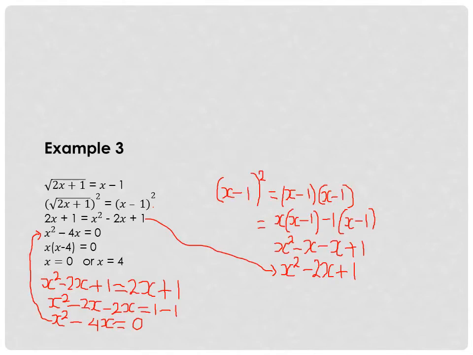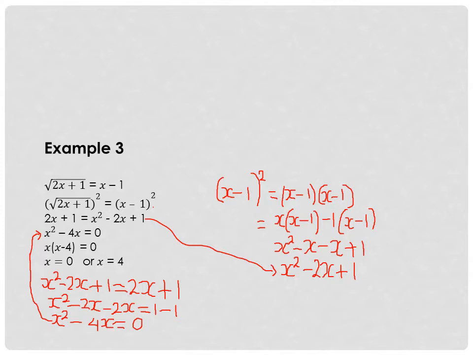Example 3. We have the square root of 2x plus 1 is equals to x minus 1. Now we want to do away with the square root. So to do away with the square root, you have to find the square of both sides, both the right hand side and the left hand side, to cancel the square root.